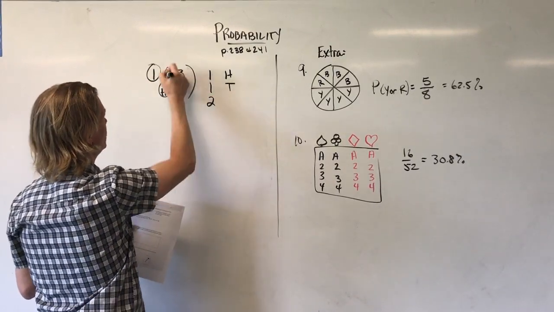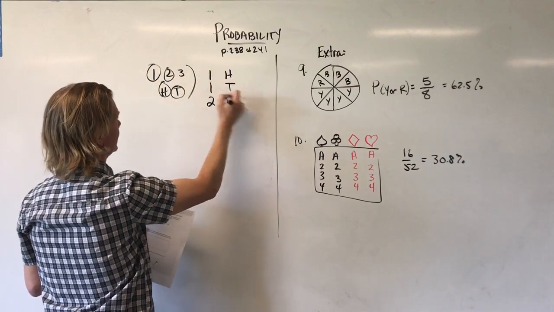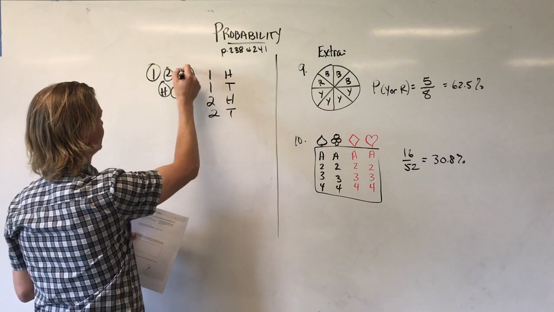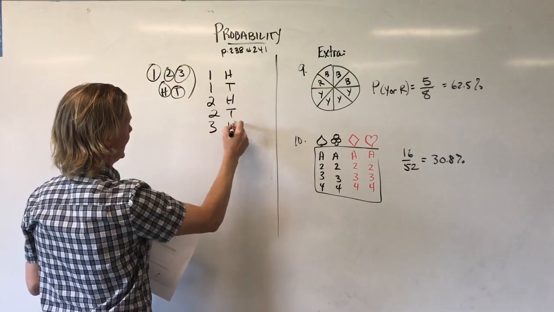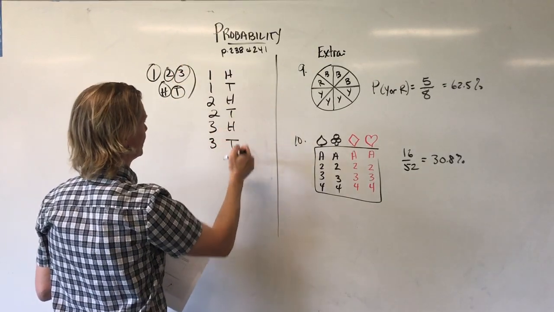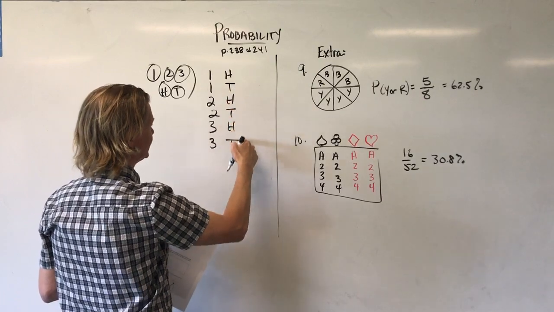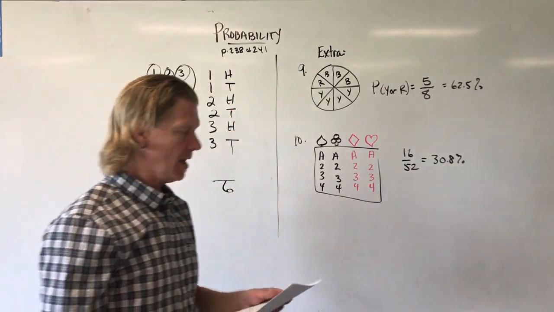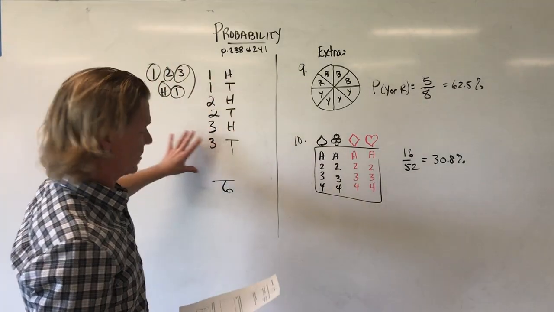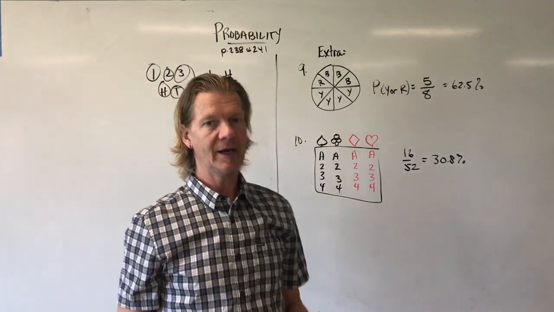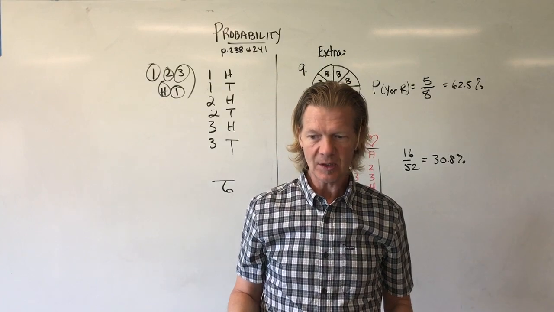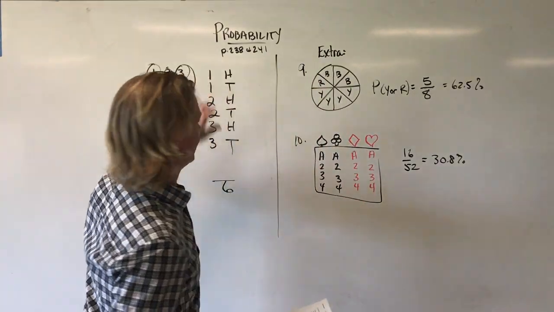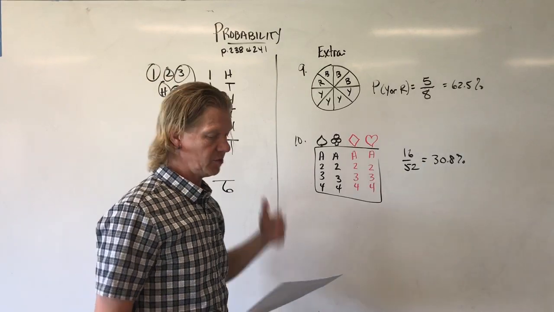Then I can have 2 and heads, or 2 and tails, right? That's all the combinations for 2. And then I can have 3 and heads, and 3 and tails. So there's 1, 2, 3, 4, 5, 6 different combinations. So my denominator has to be 6, okay? And that lists all of the different combinations. Now, tomorrow we're going to get into something, I think it's called the tree method, and it shortcuts this part right here. But for today, that's what you want to do. You just want to list them.